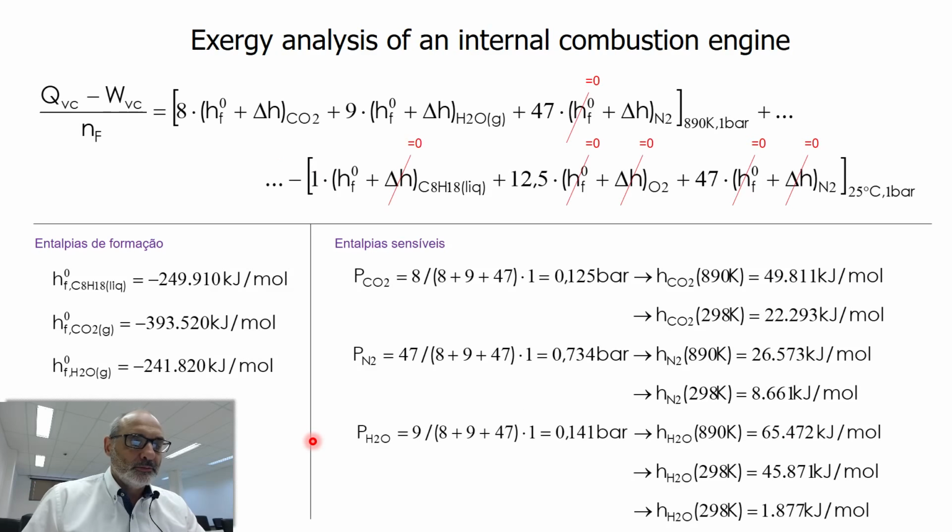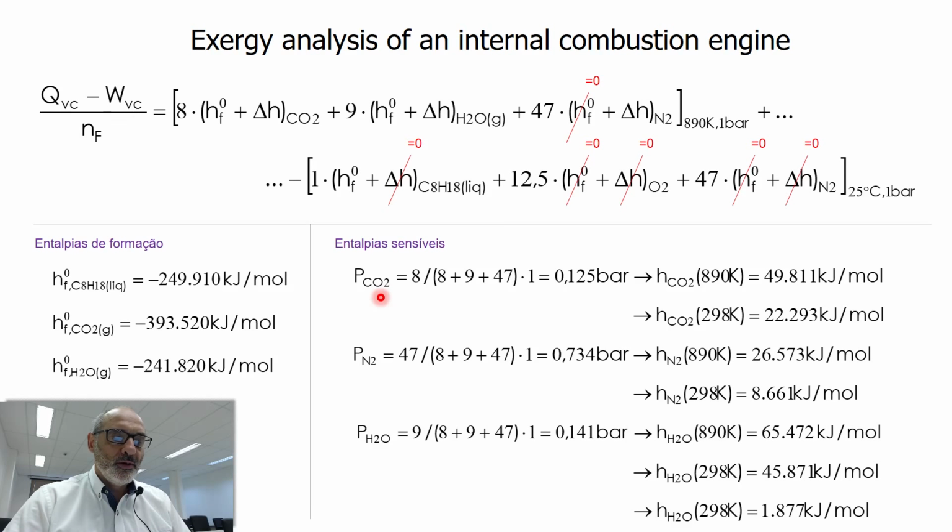So when we cancel out all terms that are 0, and we replace this charted data here. So this is fuel's enthalpy, CO2 and H2O. Those are charted data. And here I'm calculating each component's partial pressure. So I'm going to explain this one.